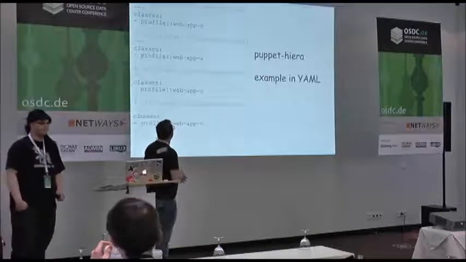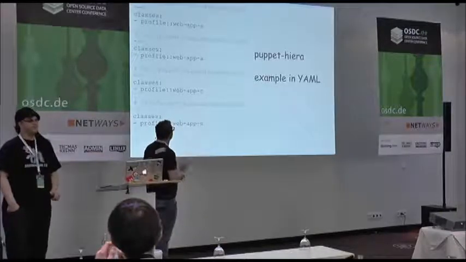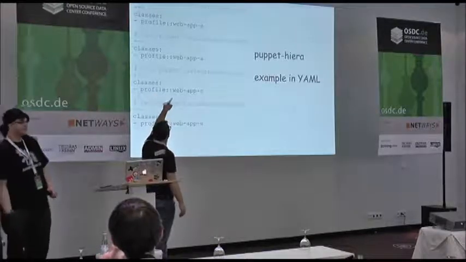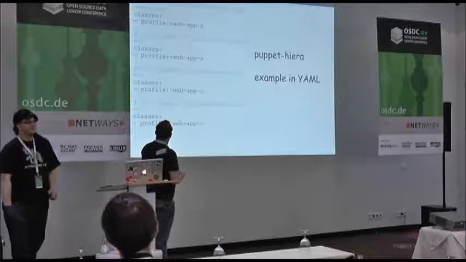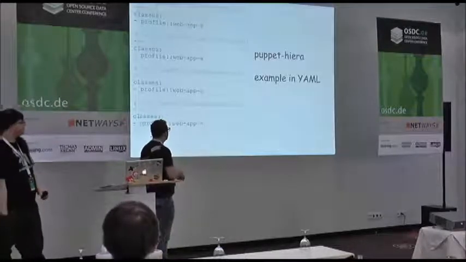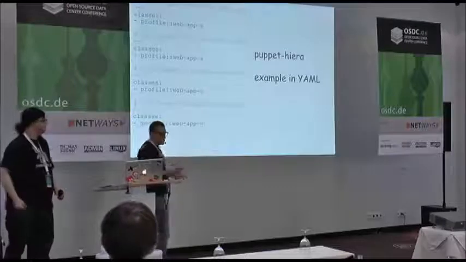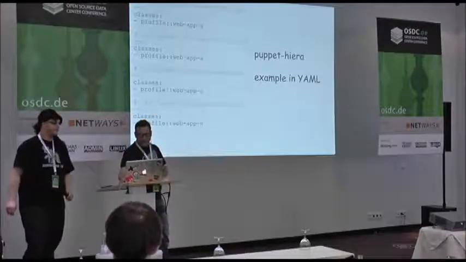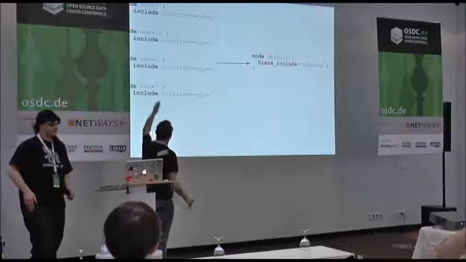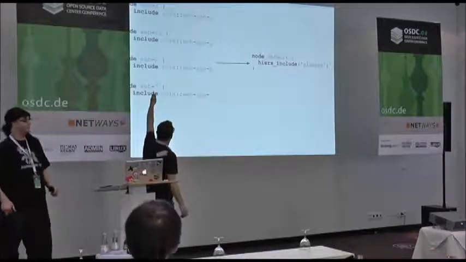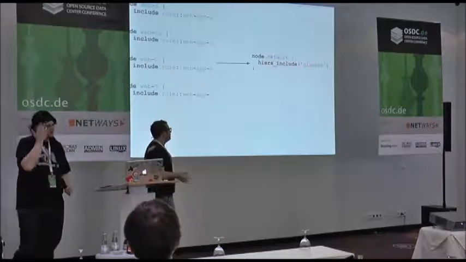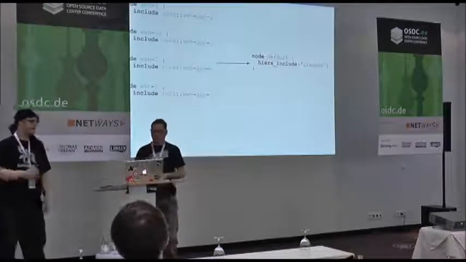So what we could do here is say the web one YAML, and we could also say it should include the profile web app A, and so on. So we can just express how a node looks, for example, in YAML, and our node definition now would not be repeating it all the time. We could just do hiera_include, and this hiera_include would just look up what to do.